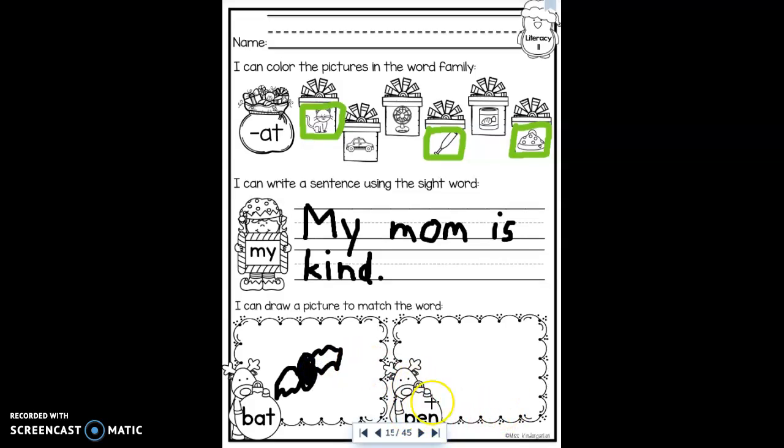The next word I have to draw a picture of is pen. Pen. So P-E-N. I'm going to draw a pen. Again, it's a little bit tricky to do this with a mouse, but I'm just going to do the best I can. So there's my pen. Pen. So you just draw a picture of the word that they give you. Okay? Let's turn our page over and do the math side.